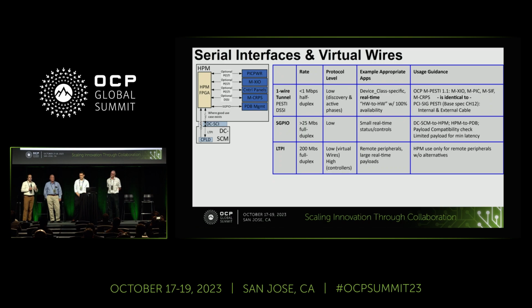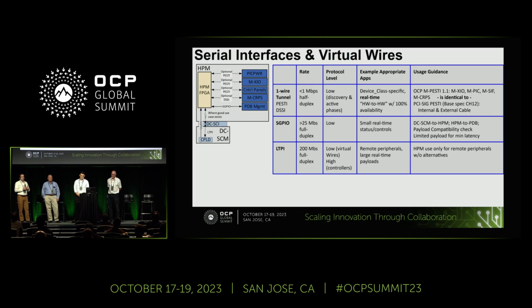SGPIO and LTPI interfaces are another way to do serialization of sidebands between the HPM and the different peripherals that we're connecting. We have a little bit higher pin count utilization, but considerably higher bandwidth. SGPIO we currently support on the DC-SCI, connecting the CPLD of the DC-SCM to the HPM FPGA. We also support it on the PDB management controller to do some serialization of the sidebands that we require from the power supply all the way to the host processor module.